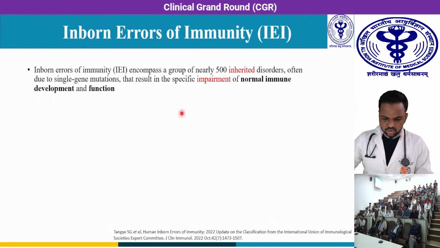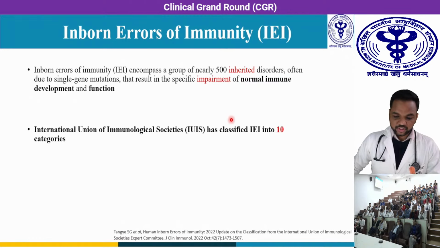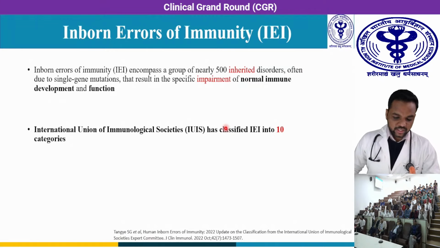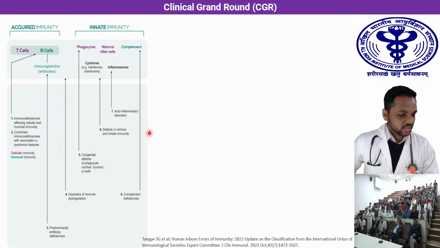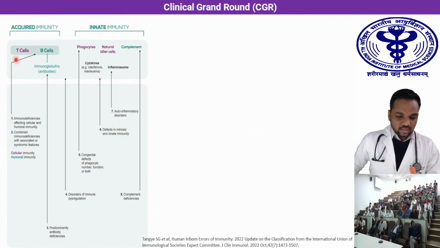So, inborn errors of immunity are nearly 500 inherited disorders, often causing impairment in normal immune development and function. These have been categorized into 10 categories by the International Union of Immunological Societies. These defects are according to the arms of immunity that are being affected.